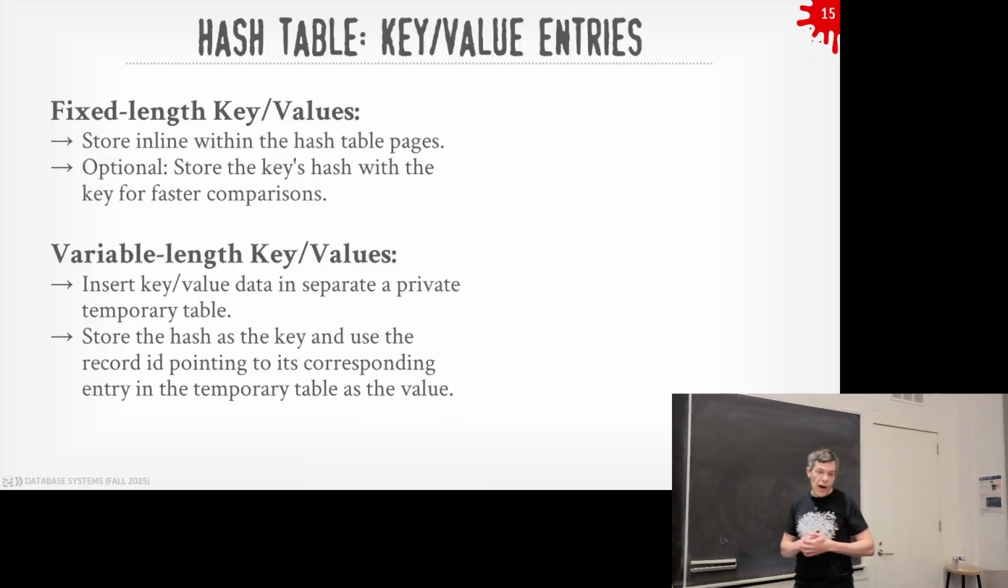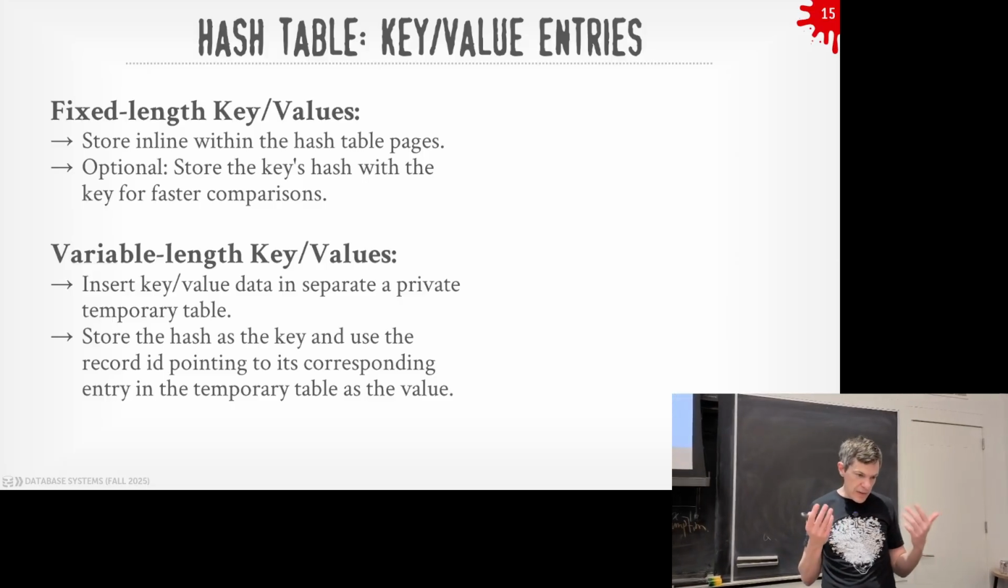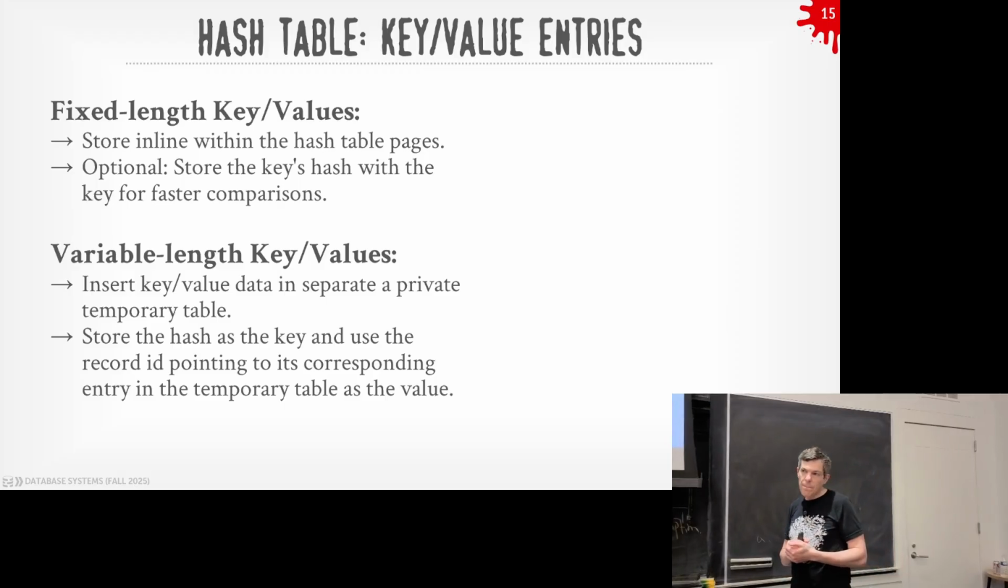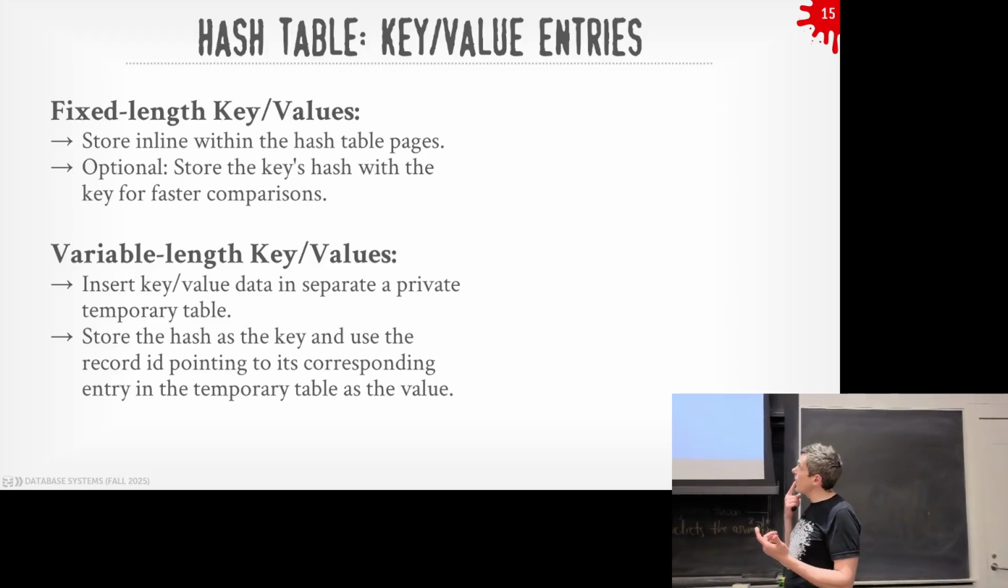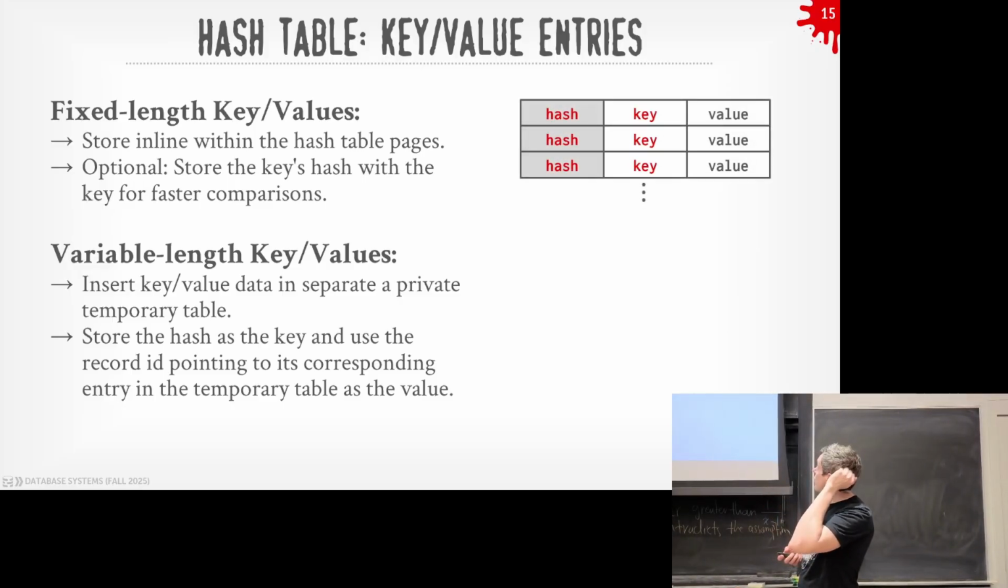All right, so how do I make sure that the entries or the data I'm storing is going to be fixed length? If the data I want to store is fixed length, then I can just inline it with the data structure itself. So I can also store the hash to make things go faster, because I want to compare the hash with whatever I have in there plus the hash of the thing I'm trying to put in there.